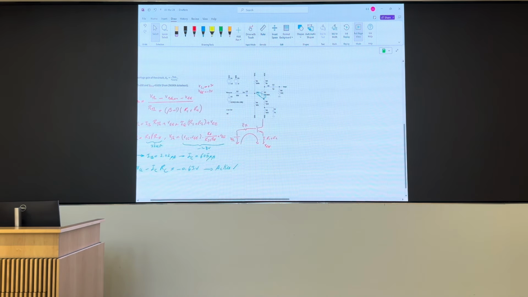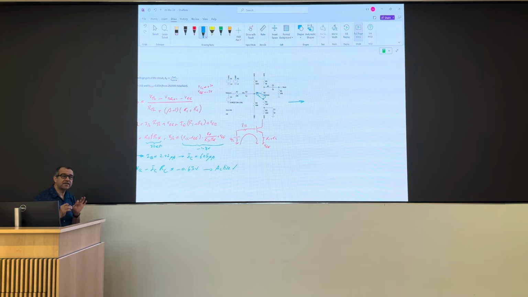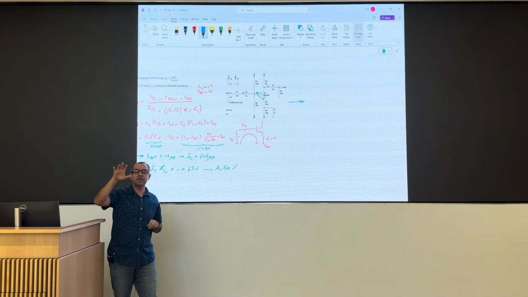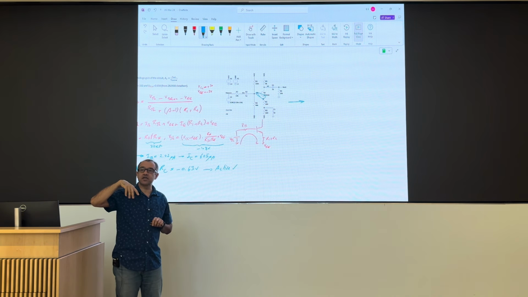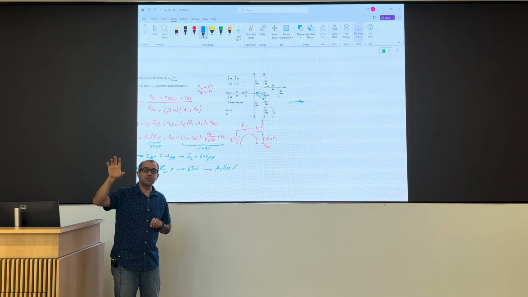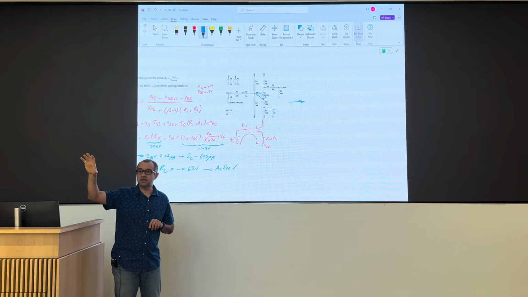So for here, what I do is I draw an AC circuit. AC circuit, what is it? AC circuit means it's not small signal. I'm not drawing a small signal model, but it's how the circuit behaves for AC signals, right?